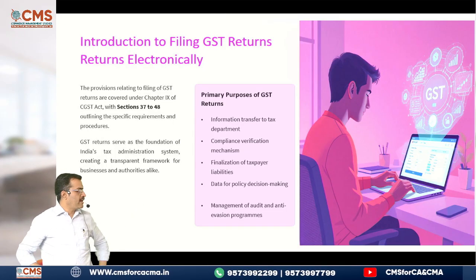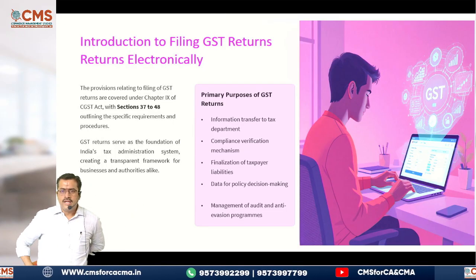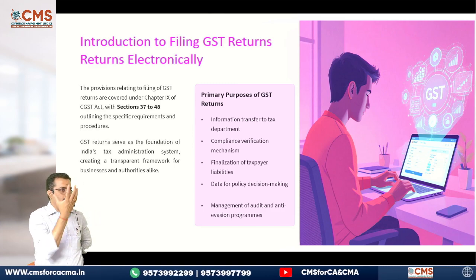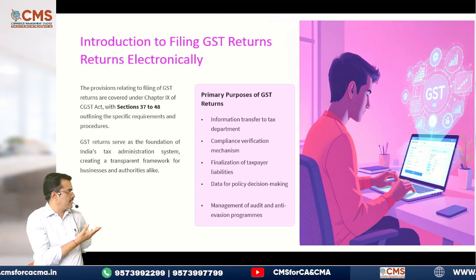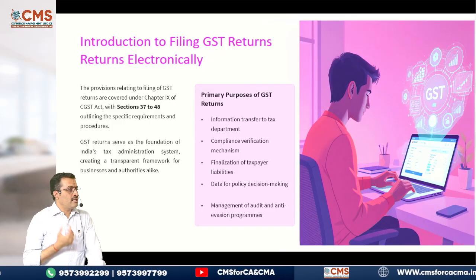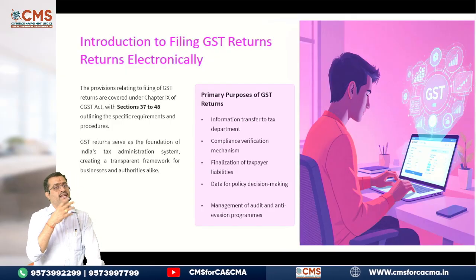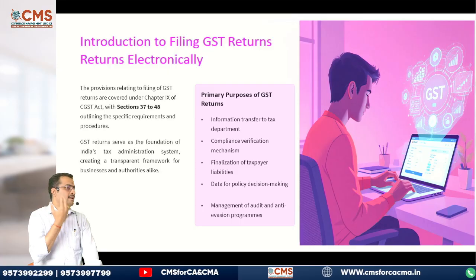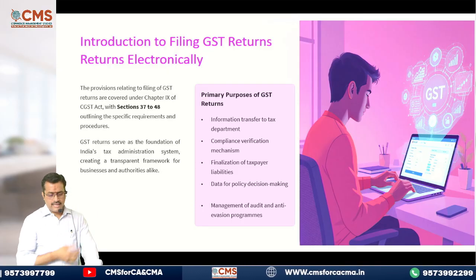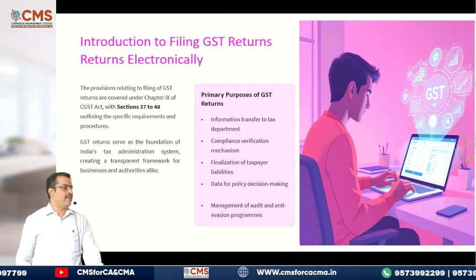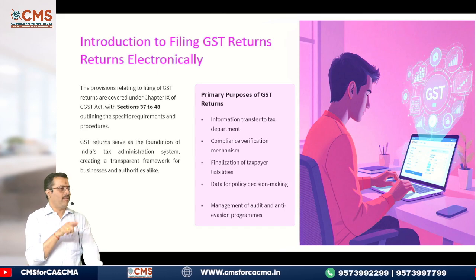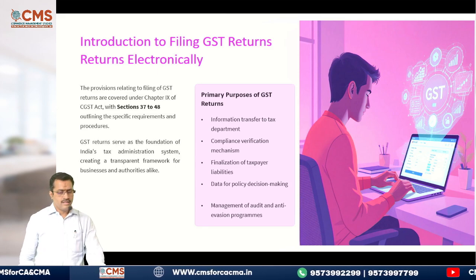Then third, finalization of taxpayers' liabilities. Just now I told, the electronic liability ledger will have all the amounts netting off. After net off, that is output minus input, that's called finalization of taxpayers' liabilities. Then you have data for policy decision making. The government will always have the data with them to make any decisions, like to exempt any goods or increase any tax rates. For that, the policy decisions, this will be helpful. Lastly, management of audit and anti-evasion program. To decide whether to conduct an audit for someone or not, the data will be helpful. For that reason only they are asking you to file the GST returns.